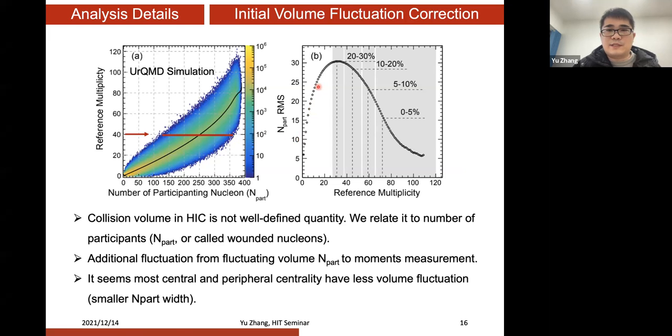The right-hand side plot is the impact parameter width. It is the impact parameter RMS of the different impact parameter distributions for fixed reference multiplicity. And the y-axis is reference multiplicity. You see that for the most central collisions or the most peripheral collisions, the impact parameter width is smaller, and it is the largest for mid-central collisions, around 20 to 30%. So this volume fluctuation effect needs to be taken care of in the fluctuation measurement.